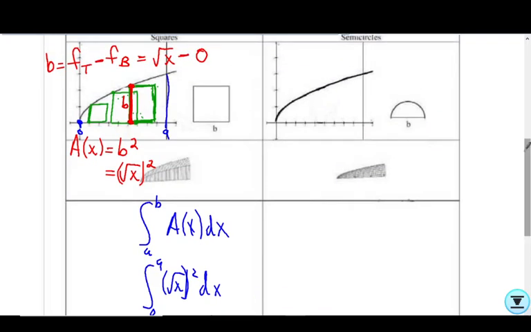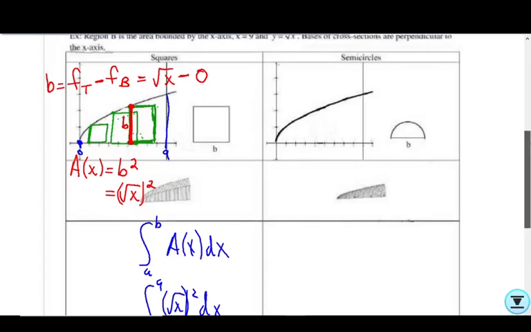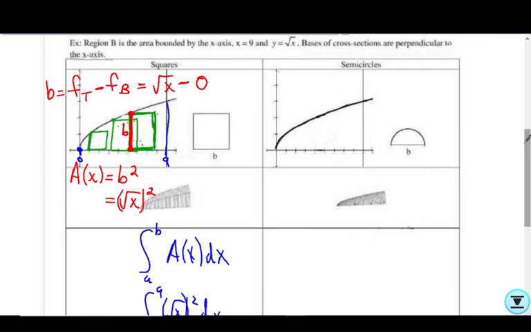Okay? Now, the next one, we're doing the exact same function, but now we're doing semicircles. Okay? So it's still, again, the first thing you should do as soon as you know that it's perpendicular to the x-axis, you write your equation from A to B. Since it's perpendicular to the x, its area is in terms of x, dx.